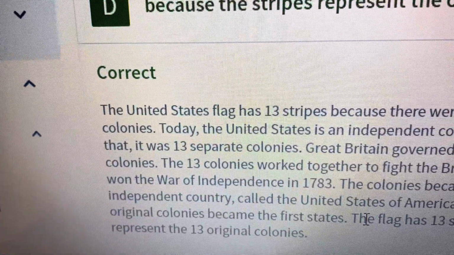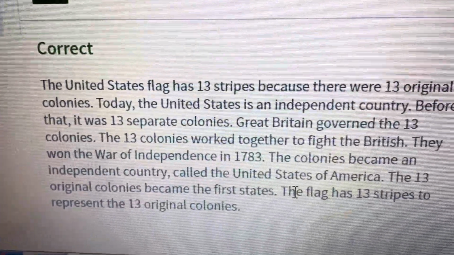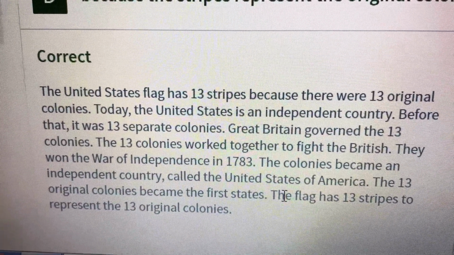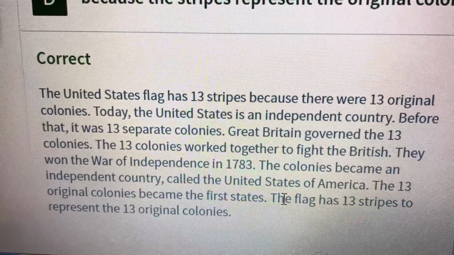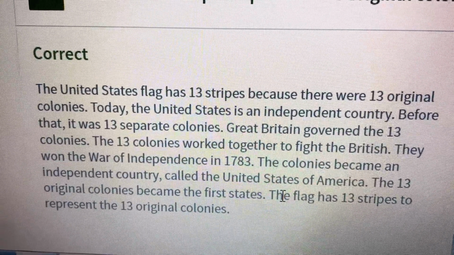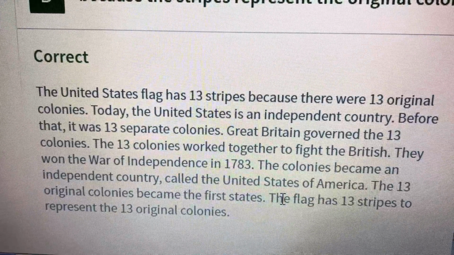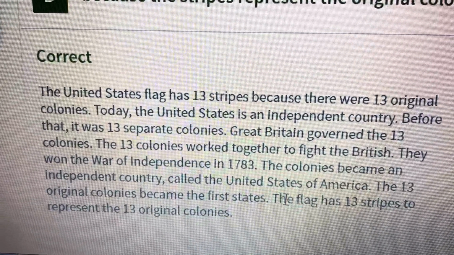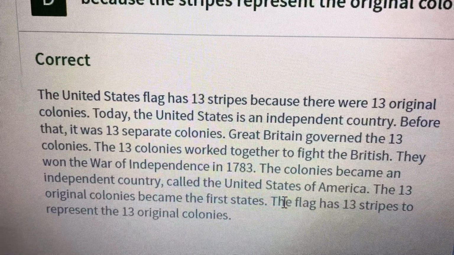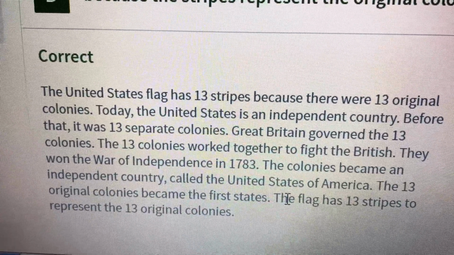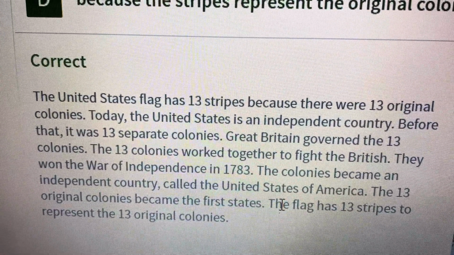The United States flag has 13 stripes because there were 13 original colonies. Today, the United States is an independent country. Before that, it was 13 separate colonies. Britain governed the 13 colonies. The 13 colonies worked together to fight the British.